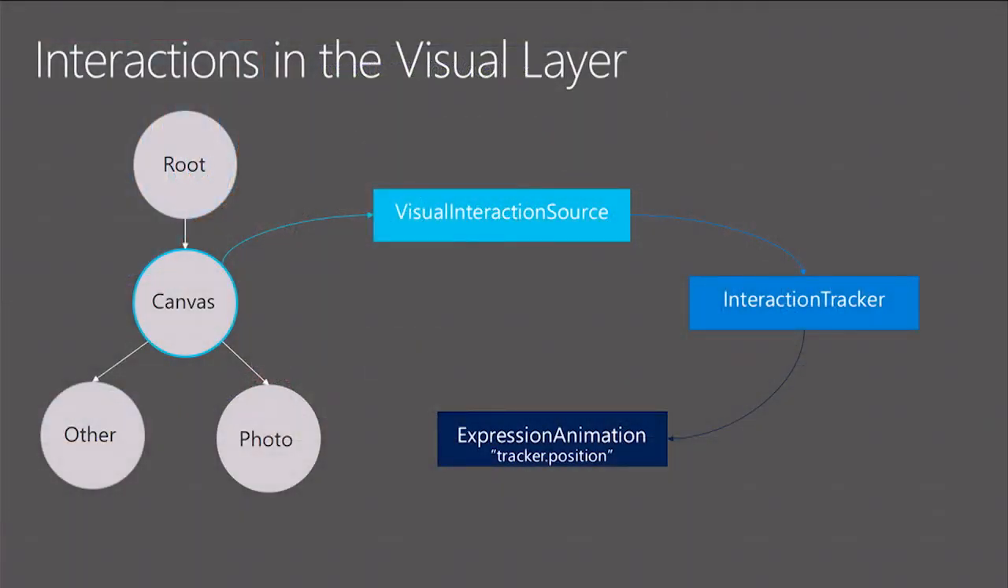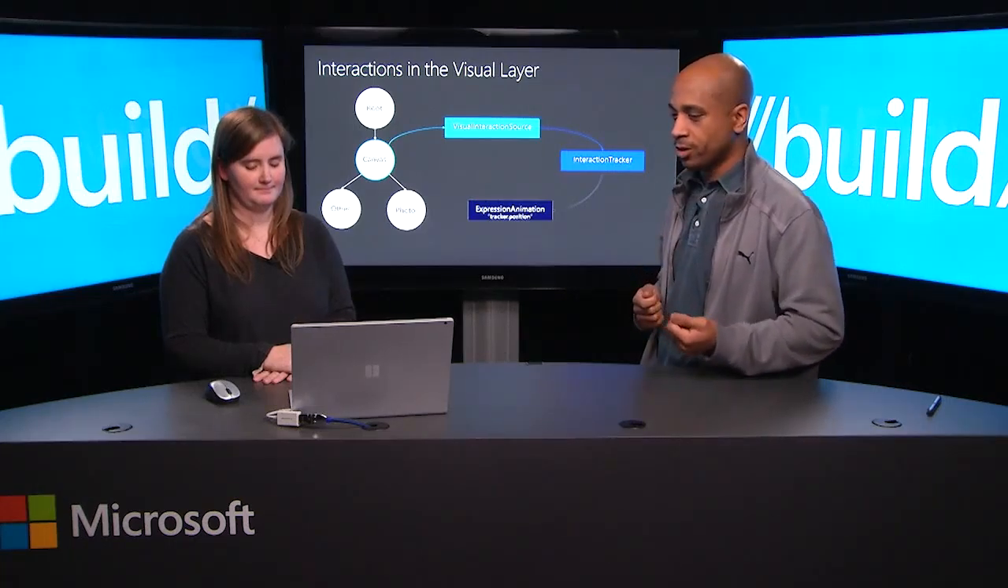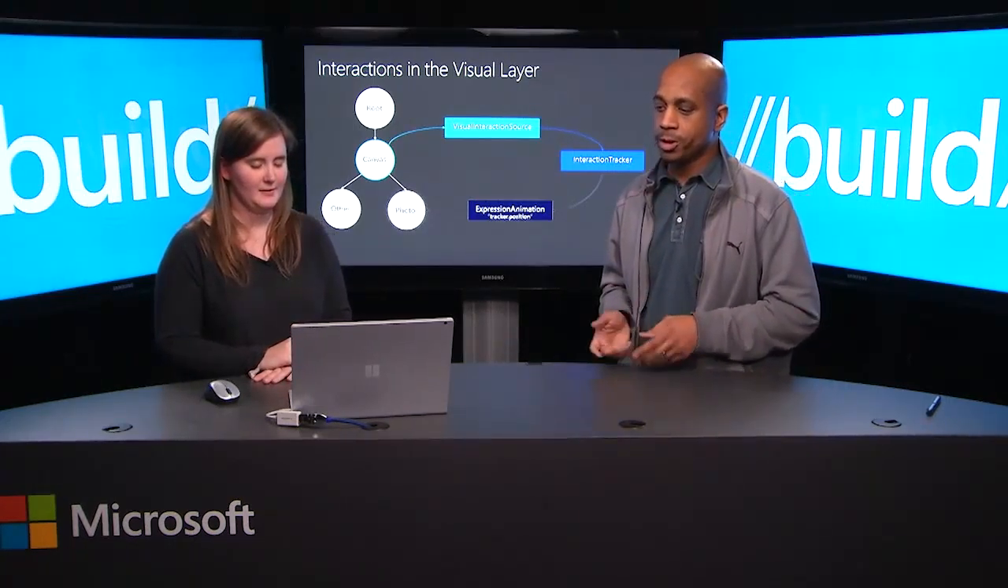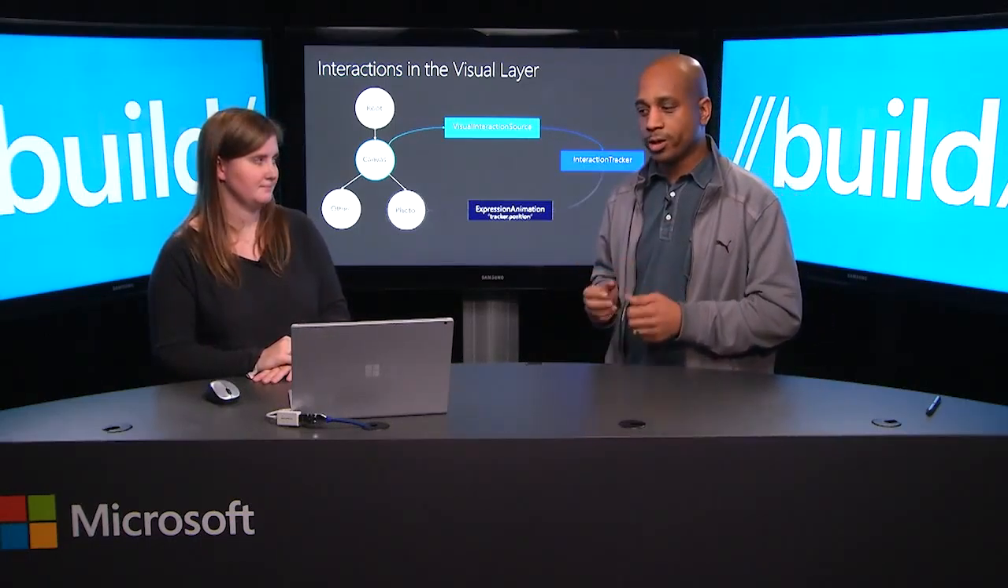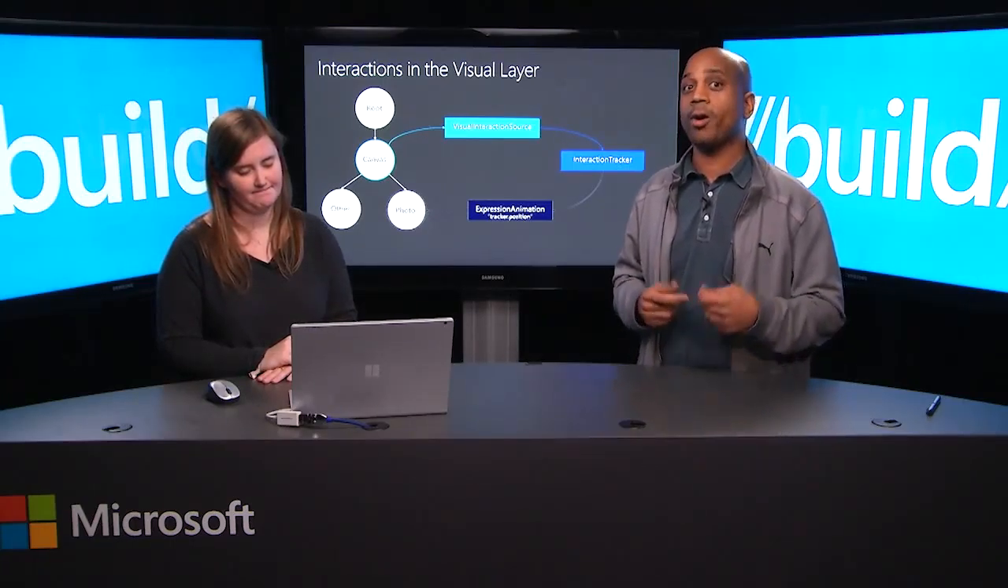Right. So an interesting tip about the visual interaction source: you typically want to target or listen for input on a visual in your hierarchy that's stationary. If you're going to be using a visual that's moving around, it's going to take a little bit more work to get exactly the right experience you want. But once you have that visual that you're listening for input on and you connect it to your interaction tracker, the interaction tracker is going to take that data, produce some new values, even produce values with inertia, and then output these values to its properties that you can reference in expressions. And typically, you use those values to drive other visuals in your hierarchy that are moving.